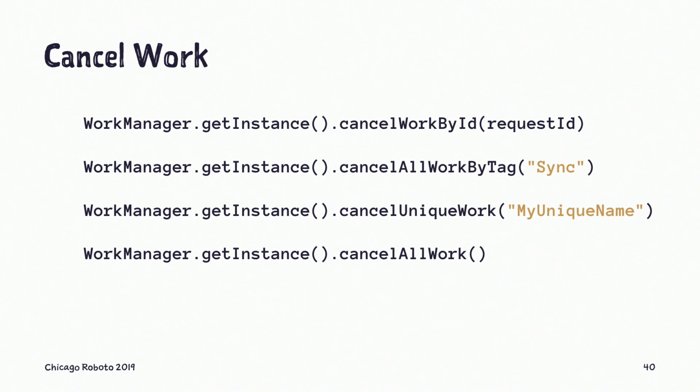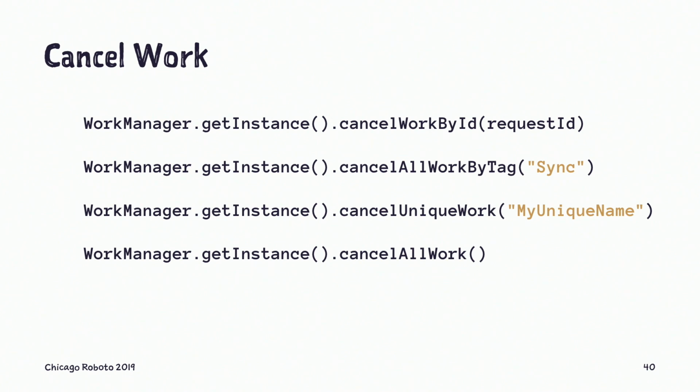There is one function which is called cancel all work. I would never call this function because it can break a lot of things for you. Let's assume you have a third-party library which also uses Work Manager to do their set of works. Cancel all work would cancel their work as well. So that would be a very tricky thing to do.